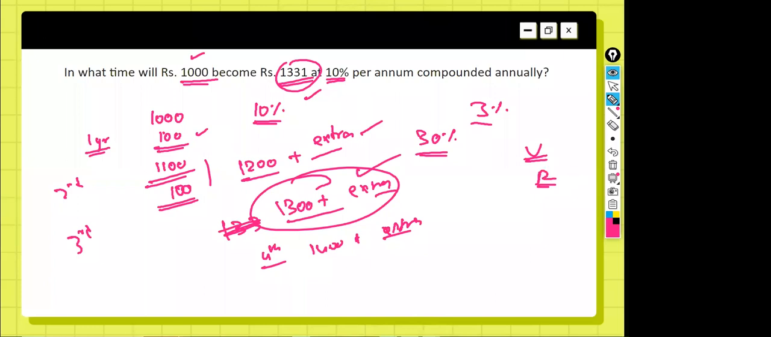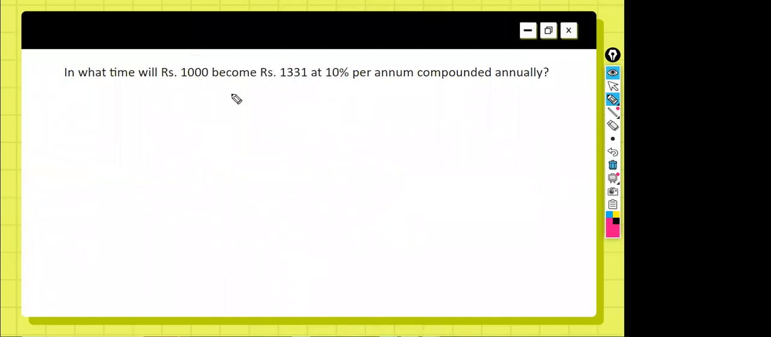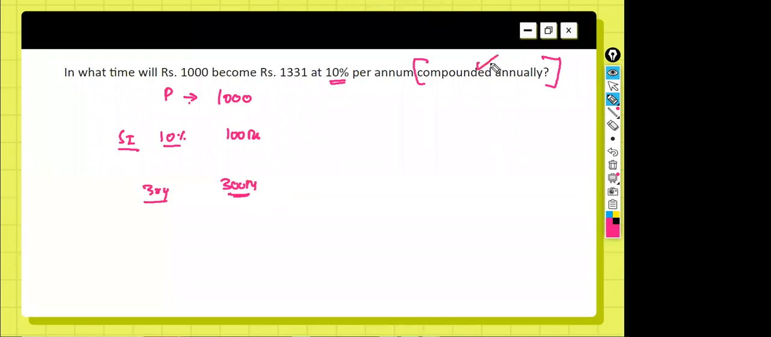Okay, Joe, I'll just repeat it. Initially 1000 is the principal and 10% is the rate of interest. Even though it is compound interest, assume this to be a simple interest problem. For 1 year, what is 10%? 100 rupees is the interest. So for 3 years, simple interest will be 300 rupees. Because it is compound interest, you will get 300 rupees plus some extra.